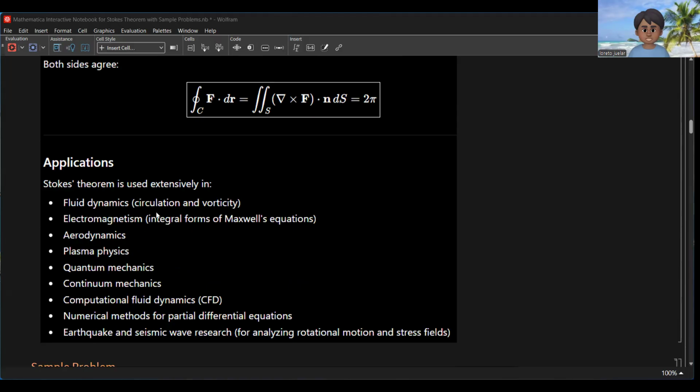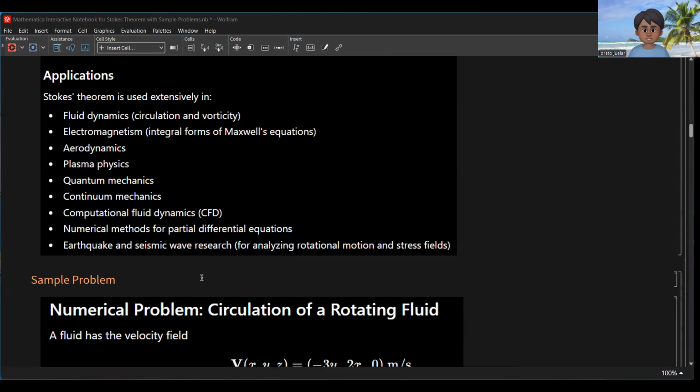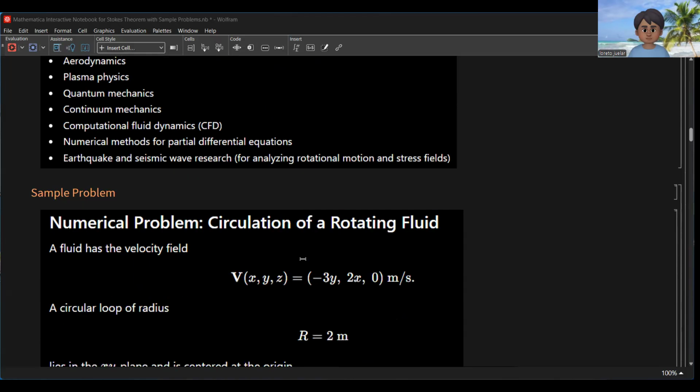We have sample applications of the Stokes theorem. This is used in fluid dynamics, circulation and vorticity, electromagnetism, integral forms of Maxwell's equations, aerodynamics, plasma physics, quantum mechanics, continuum mechanics, computational fluid dynamics, and numerical methods for partial differential equations. We also have earthquake and seismic wave research for analyzing rotational motions and stress fields.